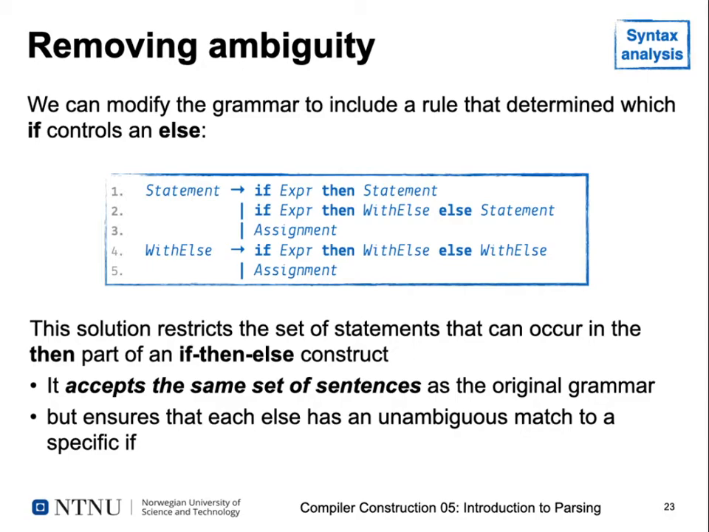If you don't believe this, try it out. But it ensures that each else has an unambiguous match to one specific if. Still, the programmer has to know which rule applies here in order not to make any errors. So essentially this makes our grammar easier, but our programming language isn't getting any better maybe.